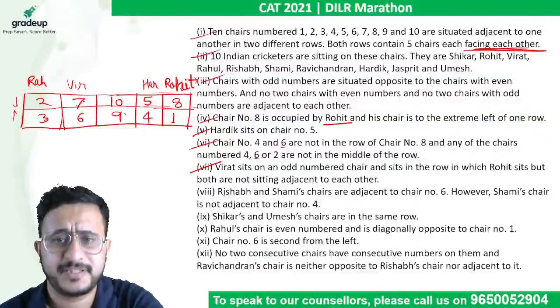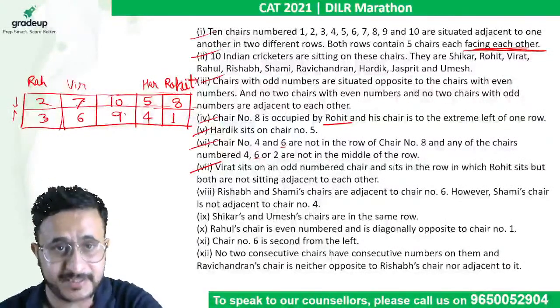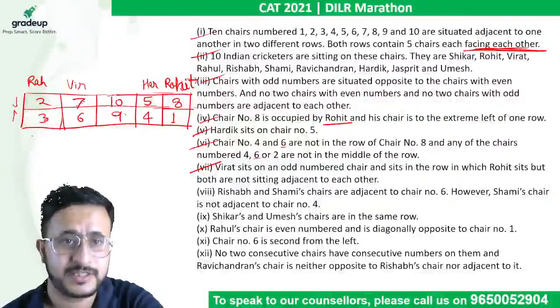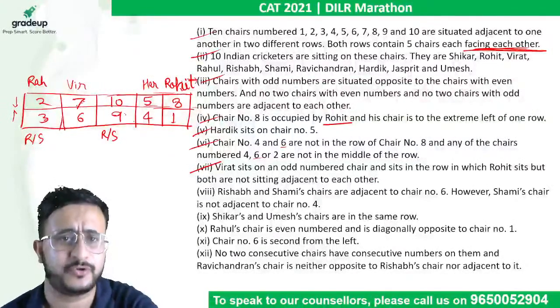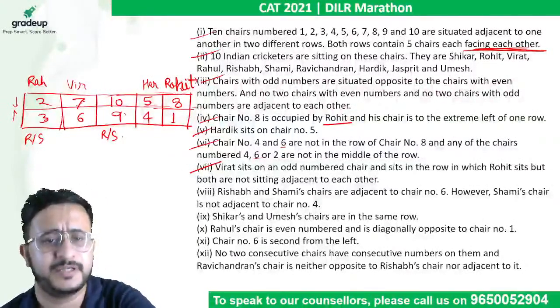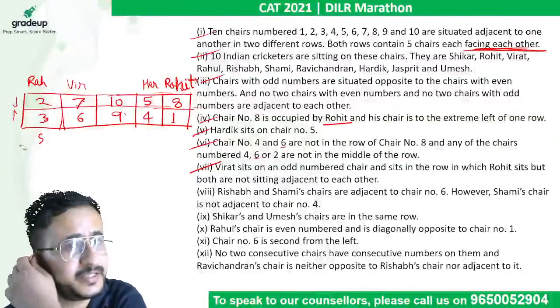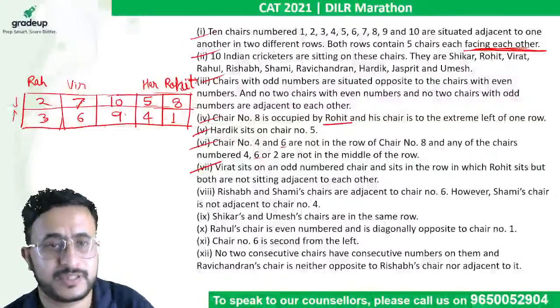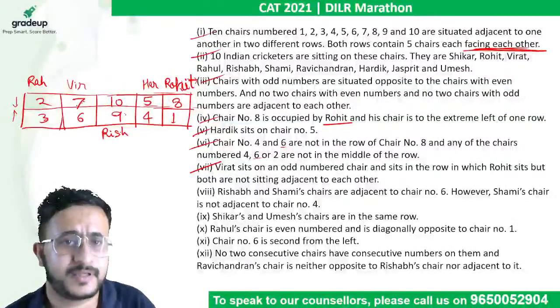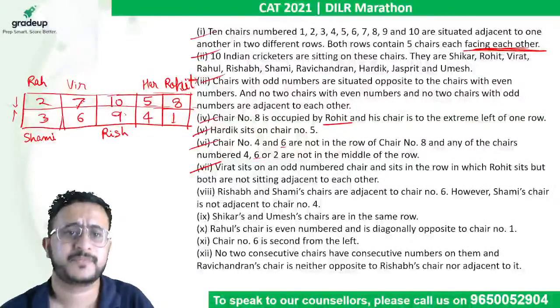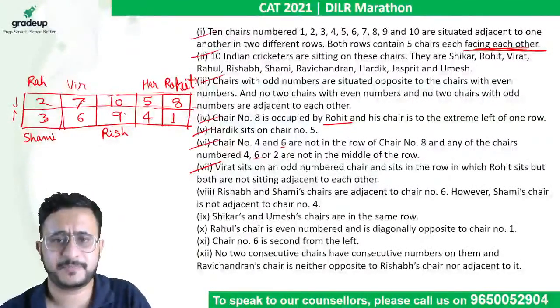Then Rishabh and Shami's chairs are adjacent to chair number 6, okay? So this is Rishabh and Shami. However, Shami's chair is not adjacent to 4, okay? So this will be Rishabh and this will be Shami. I did not read it completely, right? So this is Rishabh and this is Shami, okay? So you have these, fill these people, ठीक है?